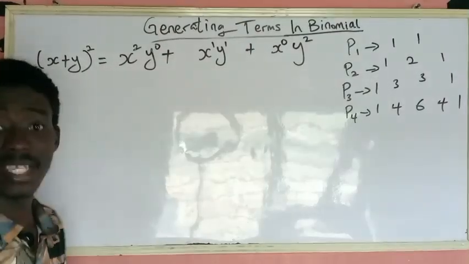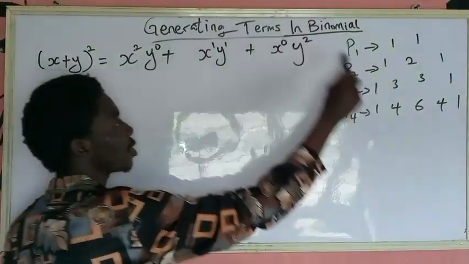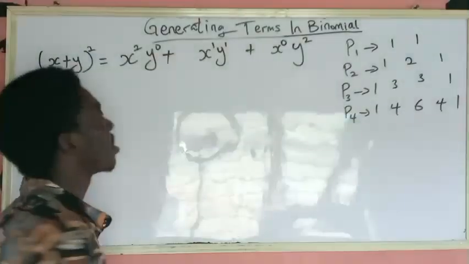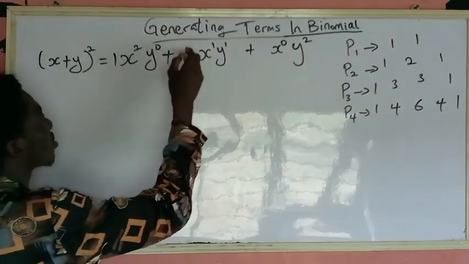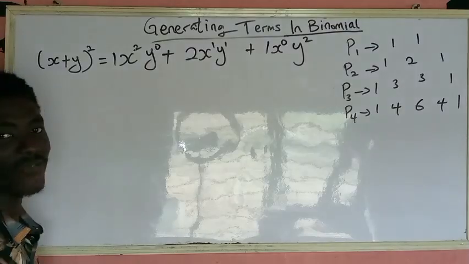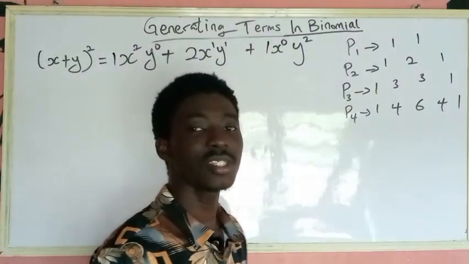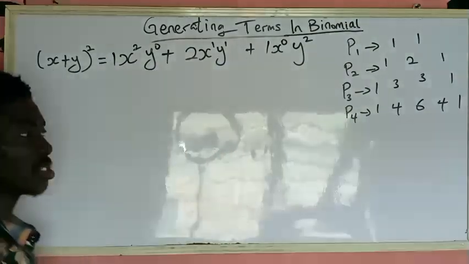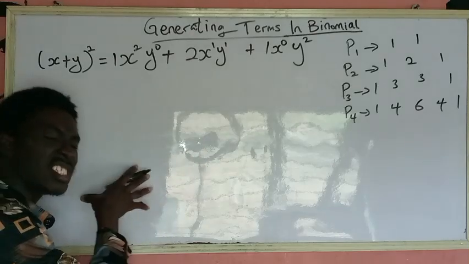But what will be the coefficients here, and here? We use the Pascal triangle coefficient. What is P2? P2 is 1, 2, 1. Can you see that? That means here it's 1, 2, and 1. You can see we've done it without using the binomial theorem.